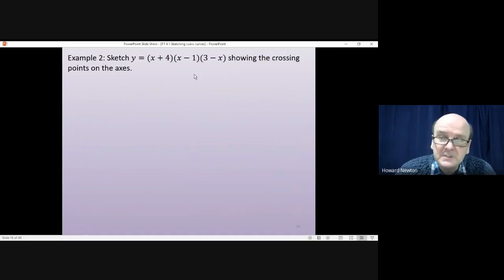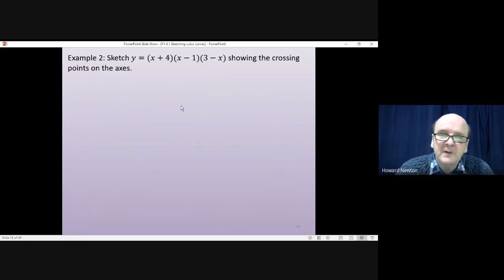That means if we multiplied these brackets together, we get x times minus x. We'll have minus x cubed. So it'll be an upside down cubic curve. But you still use exactly the same method to do the sketch. So I'll let you have a go yourself first. Pause the video, come back to me when you're ready.